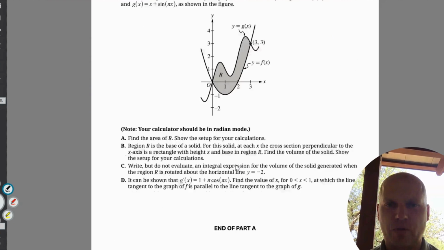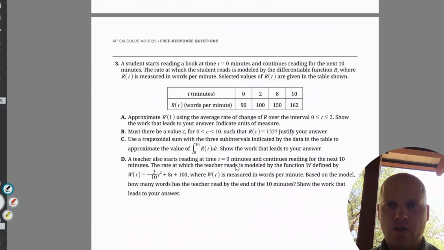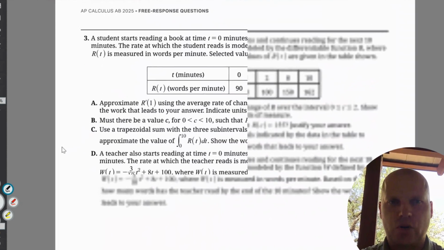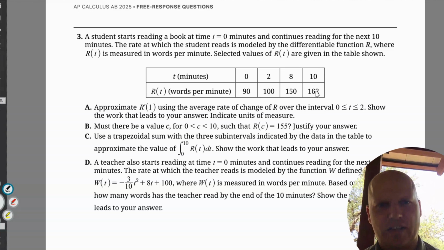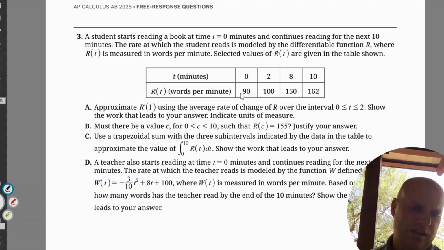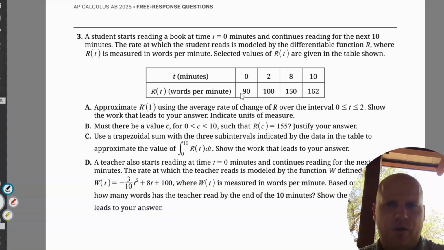Now let's go to question number 3. Here's question number 3. It talks about a student reading a book in words per minute. One of my students says it's very interesting how much faster they ended up reading in this interval than they started. I said maybe they were just warming up and getting into it. Anyways, it's an interesting question.